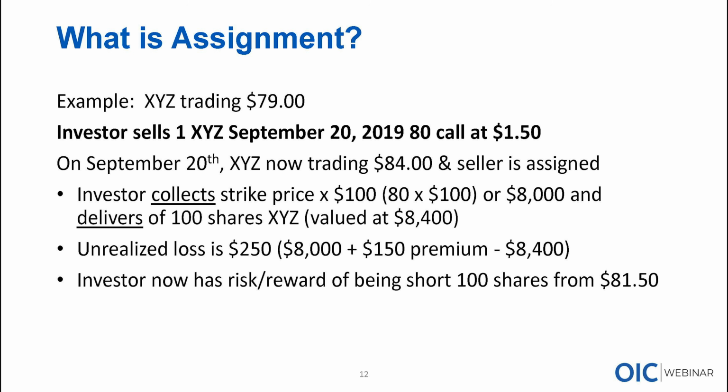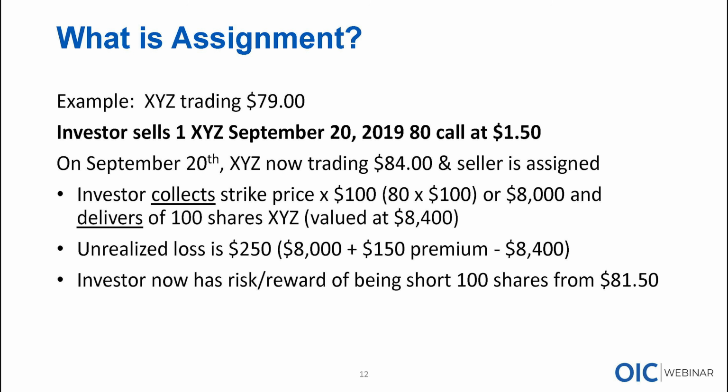Our seller gets assigned. We collect our strike price times 100, so we collect $8,000 now, and we have to deliver 100 shares of stock. That stock is valued at $8,400. So we've got an unrealized loss. We collected $8,000 when we were assigned. We also collected that $150 premium up front, but we delivered $8,400 worth of stock. So we've got an unrealized loss of $250. If we hold on to those short shares, or if we hold on to that responsibility of short shares, I should say, we've got a new risk-reward scenario of being short 100 shares of stock at 81.50.